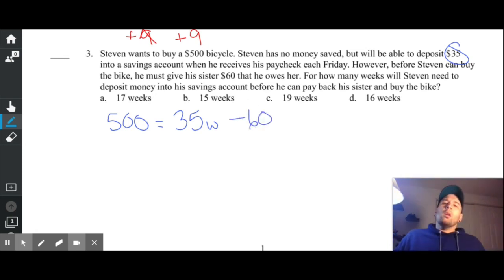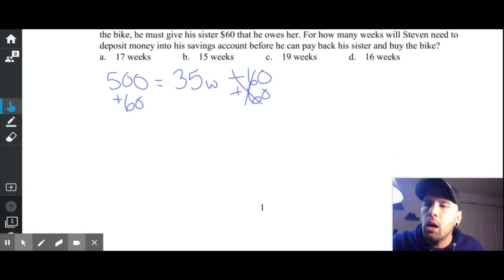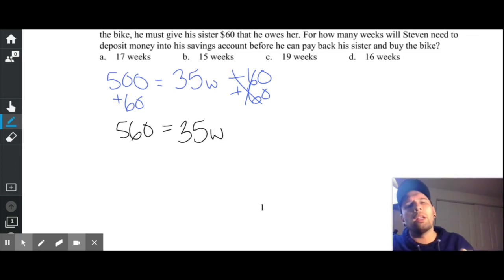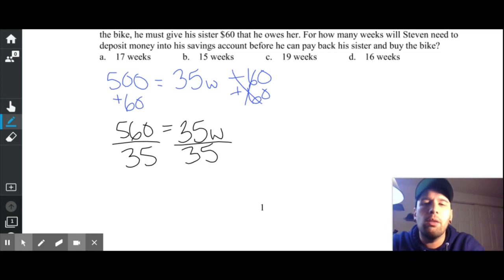All right. So that's our equation for how many weeks Steven will need to deposit money into his savings account before he can pay back his sister and buy the bike. So in order to solve this, we have to add 60 to both sides. Plus 60, cross it out. That leaves me with $560 equals 35W. In order to get W all by itself, divide both sides by 35. And 560 divided by 35, I believe, is 16. So W is going to equal 16. What does that mean? 16 weeks.